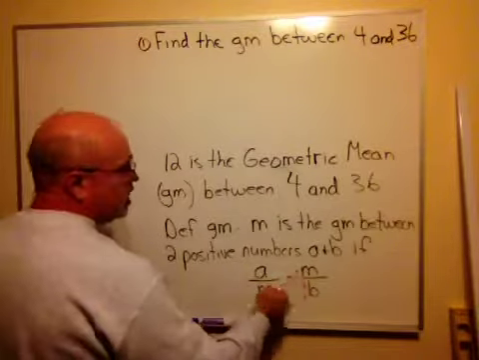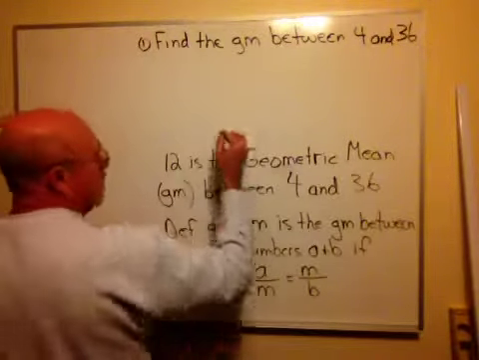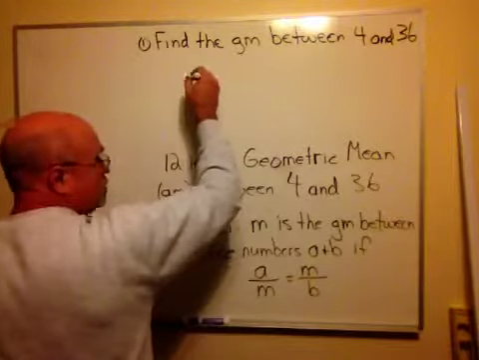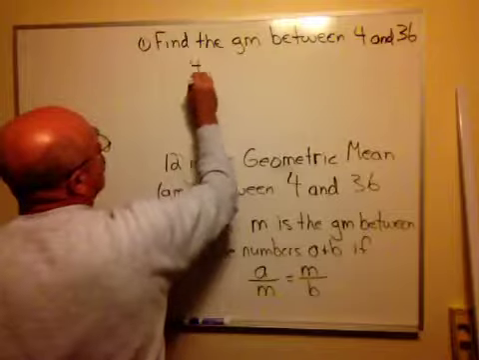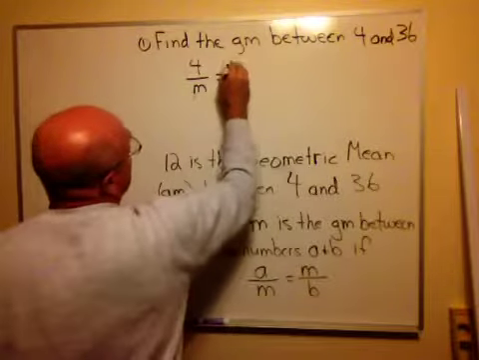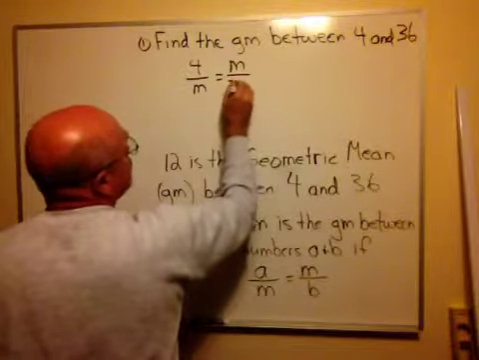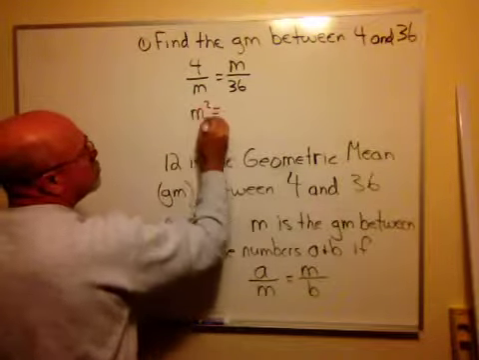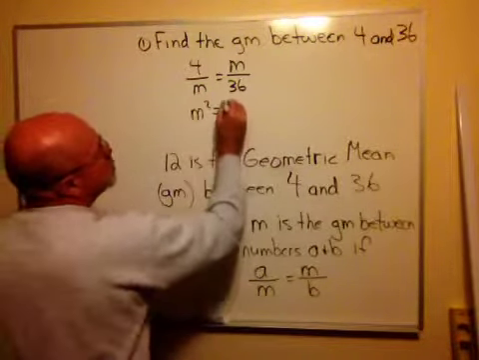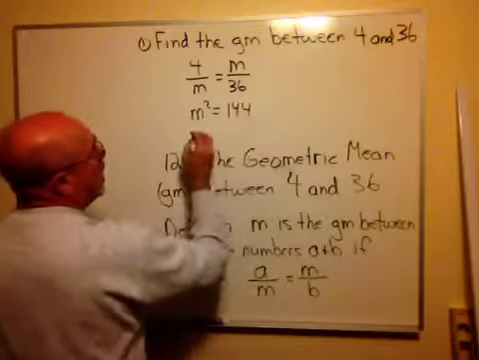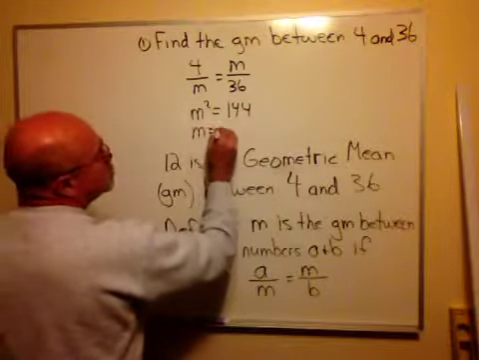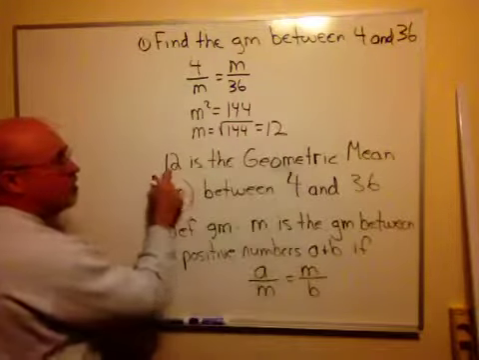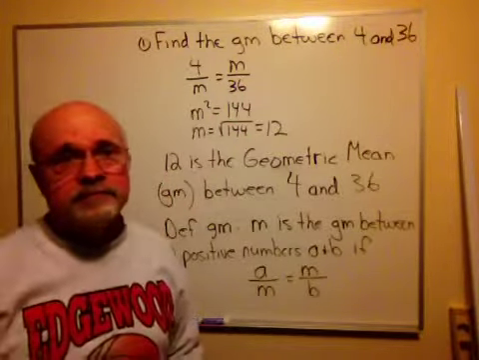Let's let M stand for the geometric mean. In that case, it has to satisfy this definition. That would give us that 4 over M equals M over 36. We'll cross multiply. M squared equals 4 times 36, which is 144. That means that M is equal to the square root of 144, and here's that number 12 that we knew had to be the answer.